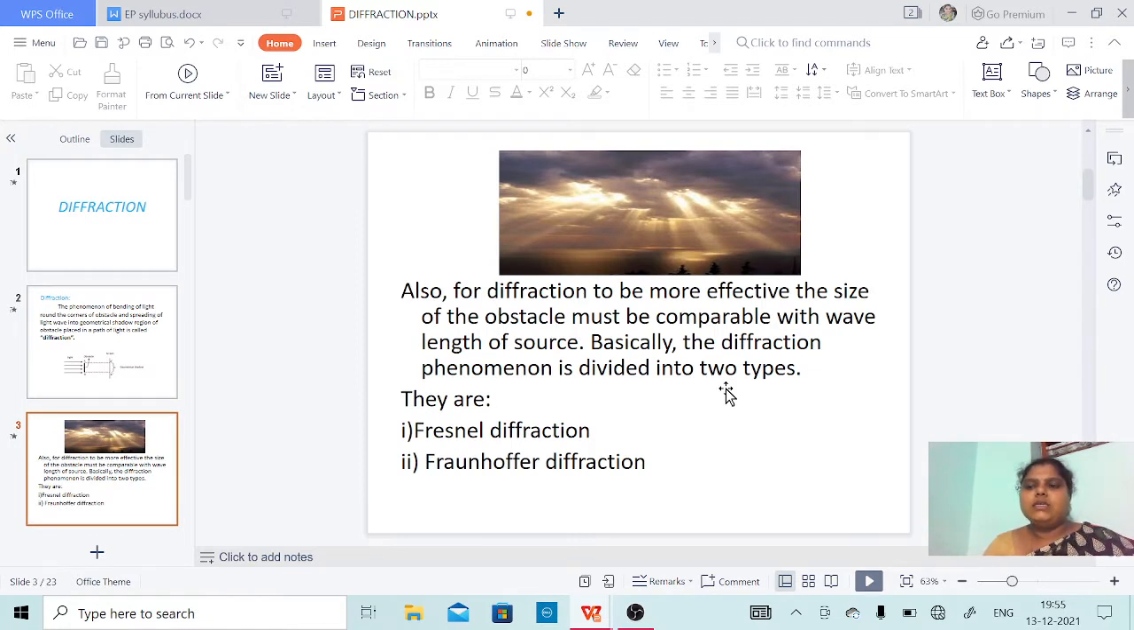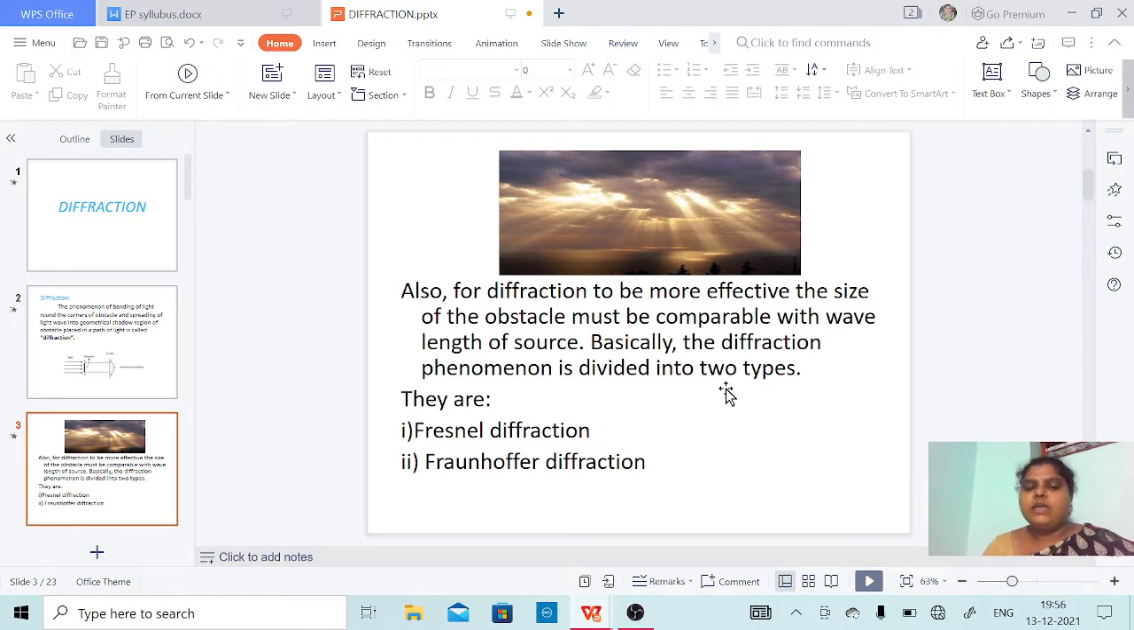The sunlight reaches the earth through the clouds. How? As a general example of a diffraction pattern. Also, for diffraction to be more effective, the size of the obstacle must be comparable with the wavelength of the source. Whenever diffraction is to be more and more effective, we have to compare the size of the obstacle with the source which we are providing for the diffraction pattern.